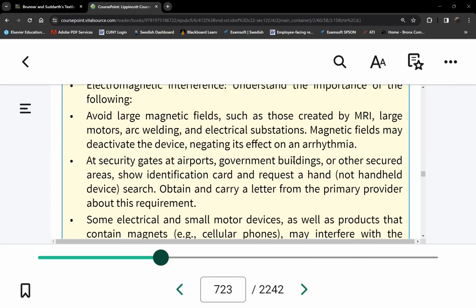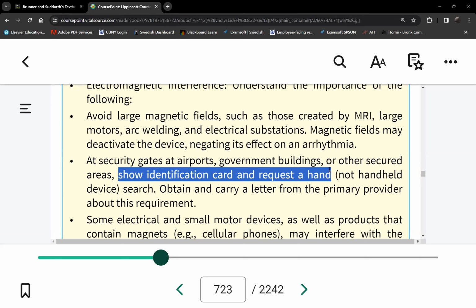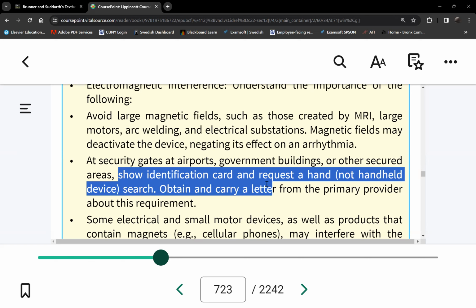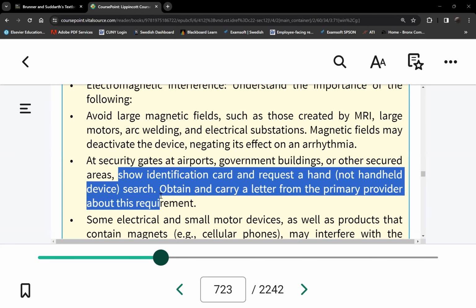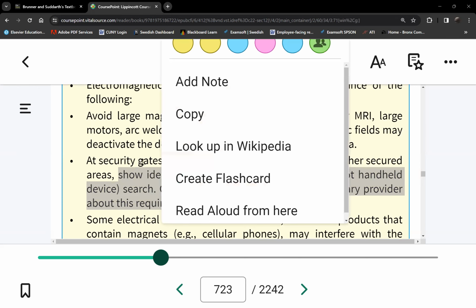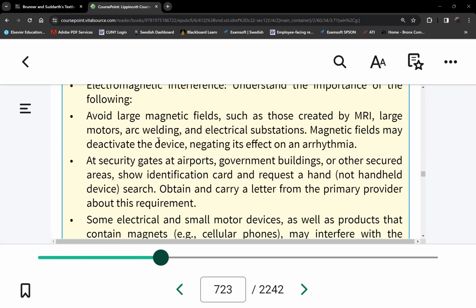All right, right here. So here, show ID and request a hand search. You know what I mean, right? I mean, these guys search us, right? Okay, so ask for a hand search instead of the electronic one, because those magnets are way too big. With regards to electromagnetic fields, it's not like it'll destroy the device.